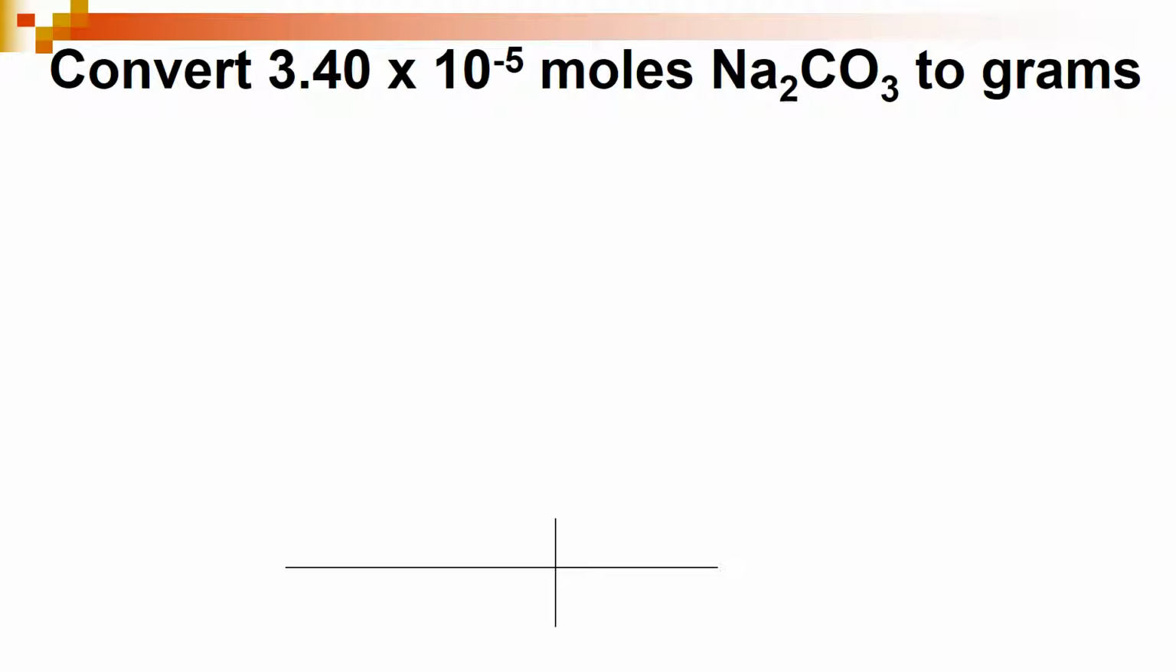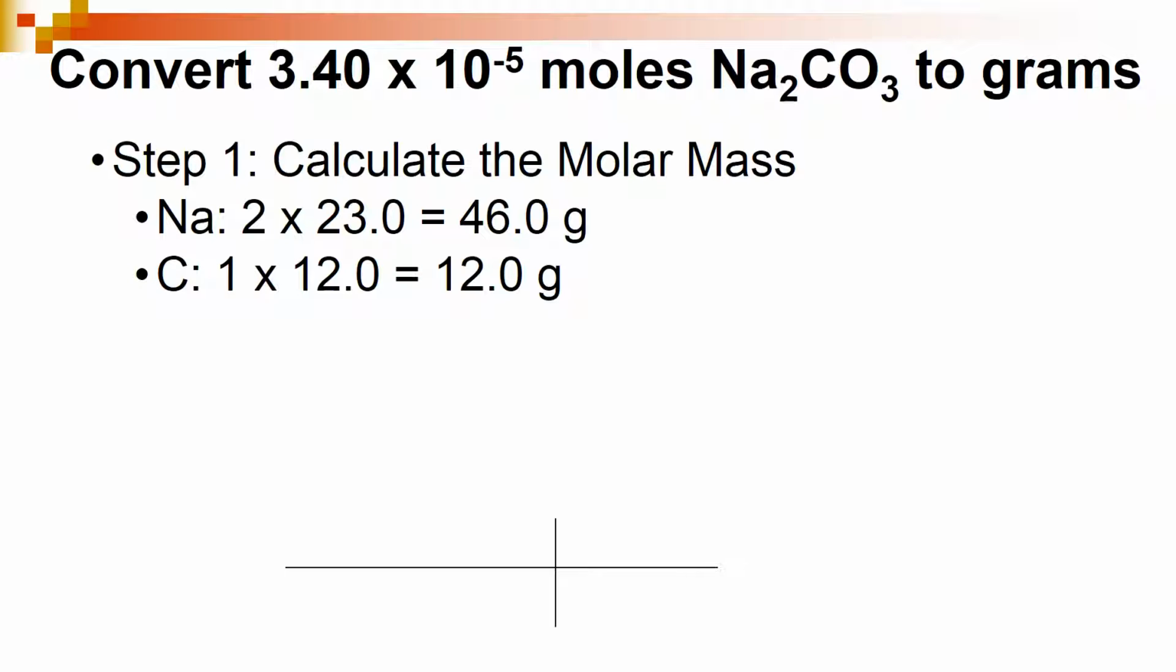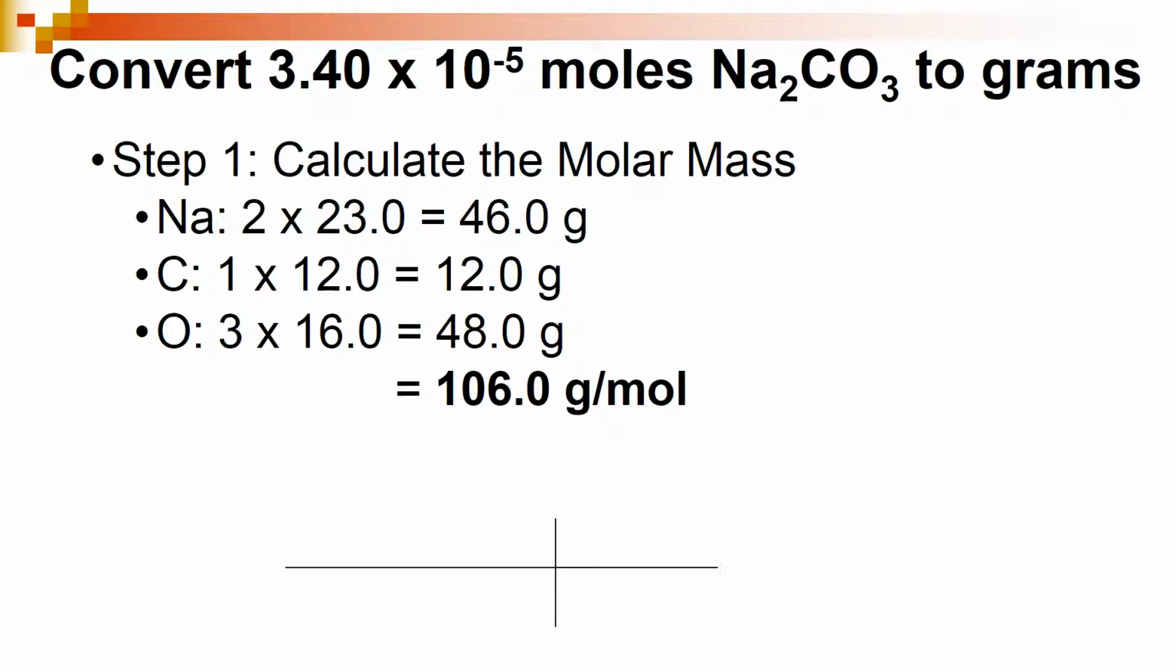The first thing we always do is calculate our molar mass. Sodium carbonate has 2 sodiums that each bear a mass of 23 grams, giving us 46 grams of sodium. We have 1 carbon with a mass of 12.0 grams, and 3 oxygens that each bear a mass of 16 grams, totaling 48 grams. Adding these 3 values together gives us a molar mass of 106.0 grams per 1 mole.